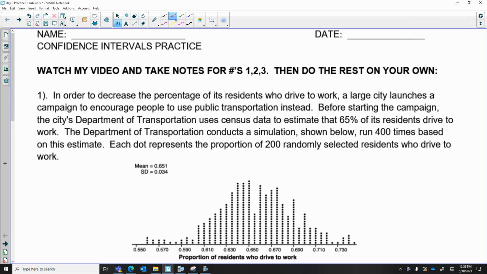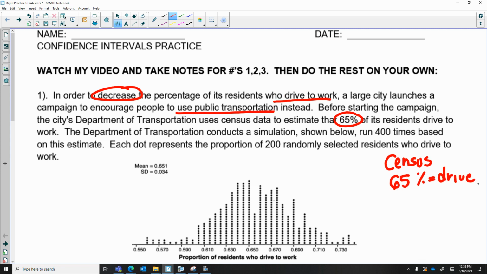Here we go. In order to decrease the percent of residents who drive to work, so they want to decrease the percent who drive to work, probably because they want to reduce pollution. A large city launches a campaign to encourage people to use public transportation instead. Before starting the campaign, the city's Department of Transportation used census data to estimate that 65% would drive to work. So in the past, the census said that 65% drive to work. That means they polled everyone in the whole population, and 65% of them said they drive to work.